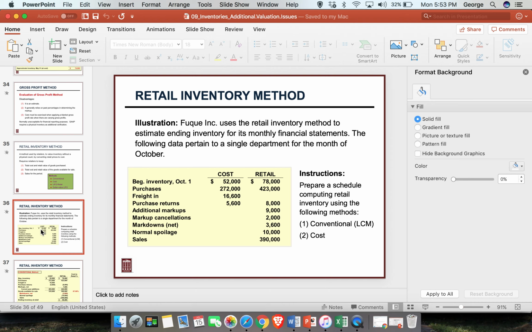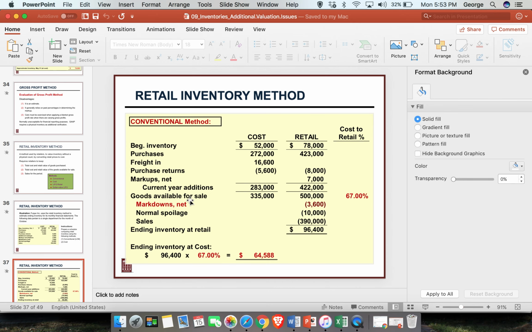All right, so we're going to use two approaches. They're almost the same. They're almost identical. It's conventional and cost, and the difference is just how we handle our markdowns. All right, almost identical.